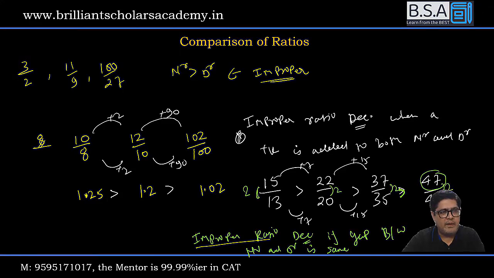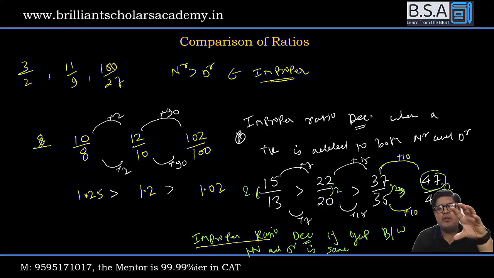You could add any number. I am not saying it should be constant always. It should be constant addition between numerator and denominator, just for that one step. Then you can add whatever you like. Like in this case, I've added 7 in the first case. In the second case, I've added 15. In the last case, I've added 10. It could also be plus 1. It should be the same number in both cases.